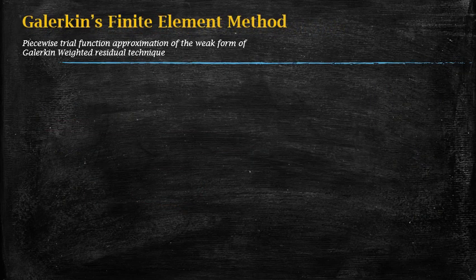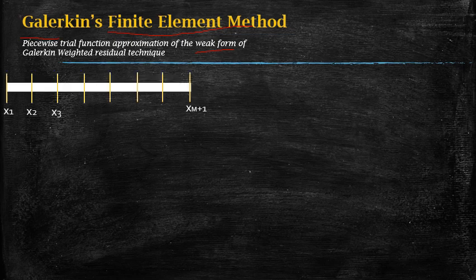Let us move to Galerkin's finite element method. Piecewise trial function approximation of weak form of Galerkin weight residual technique. Means when we apply the Galerkin weight residual technique in a piecewise manner and use the weak form of the same, it leads to the formation of the finite element method. Now how does this happen, that we will see.